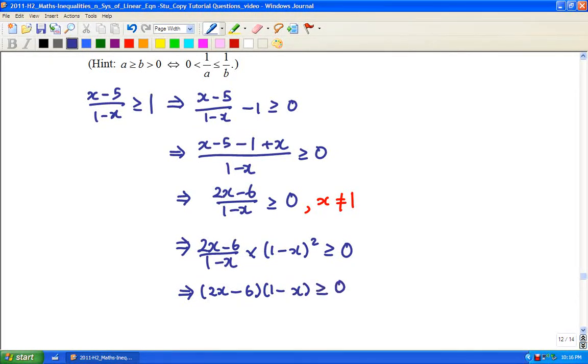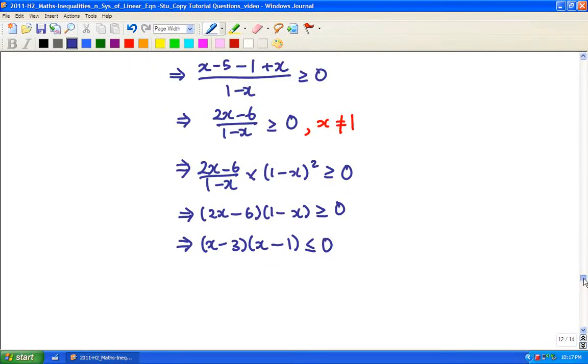To simplify my working a bit, I will divide both sides by 2 and divide both sides by negative 1 as well. In doing so, remember to reverse the inequality sign. So this will give us 1 is less or equal to x is less or equal to 3.